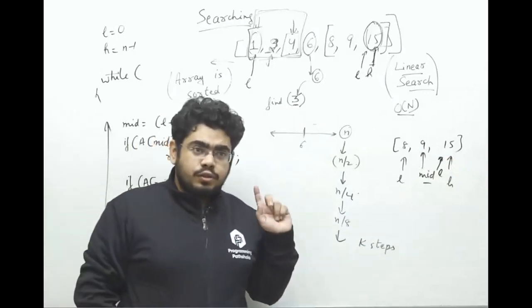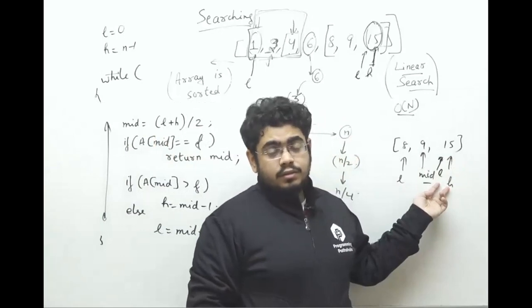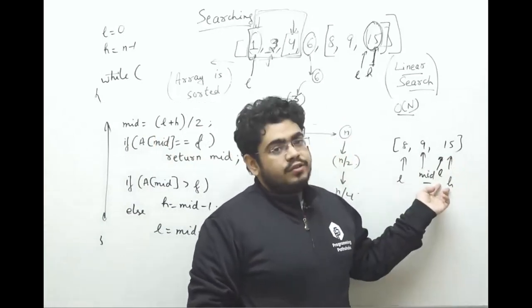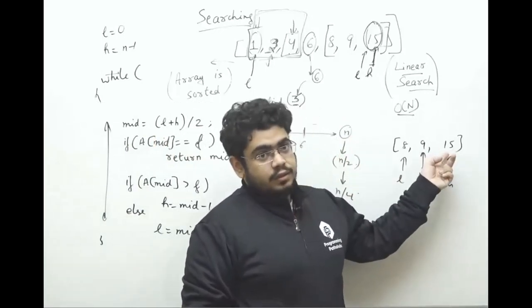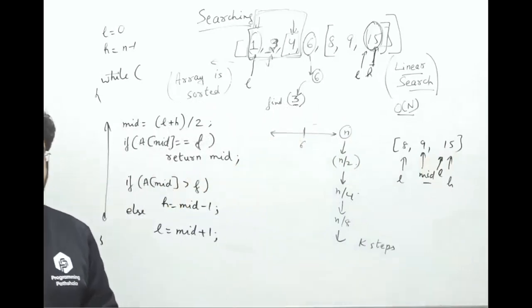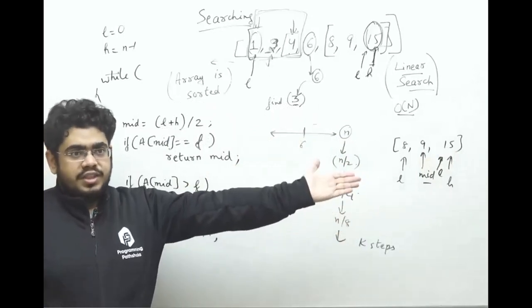So if I stop when L becomes equal to H, right? So those of you who have written while L is less than H, that means you will stop as soon as L becomes equal to H. Then you will miss out on checking 15. Can you all see that? Yes or no? You will not check this, right?